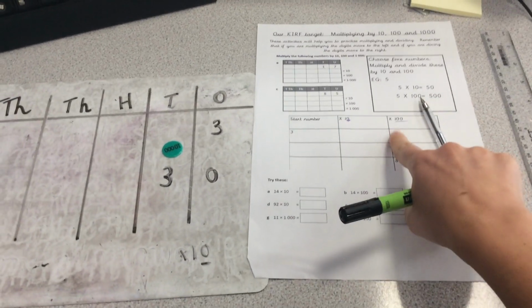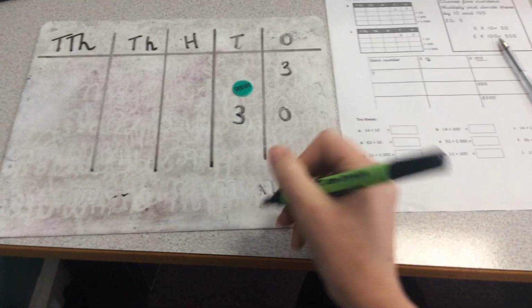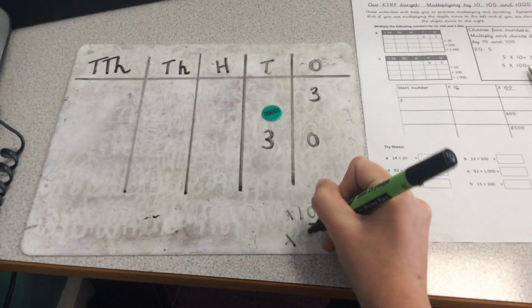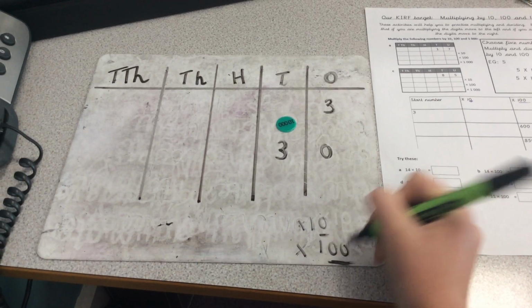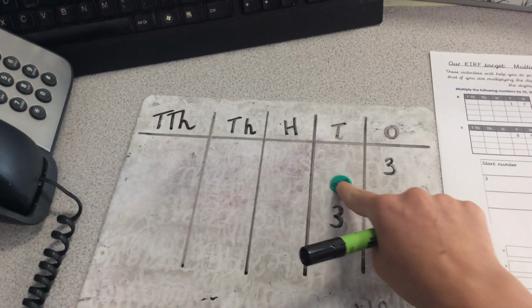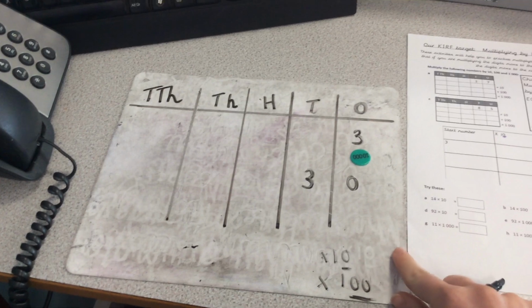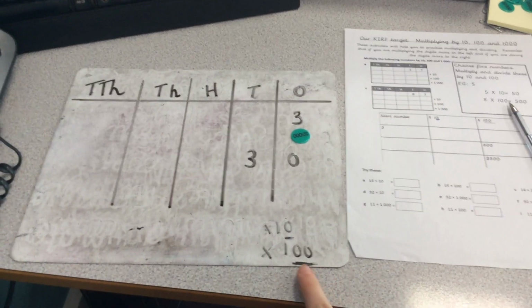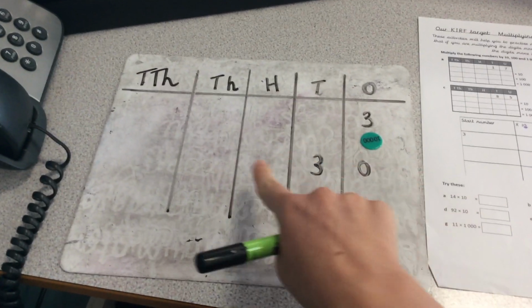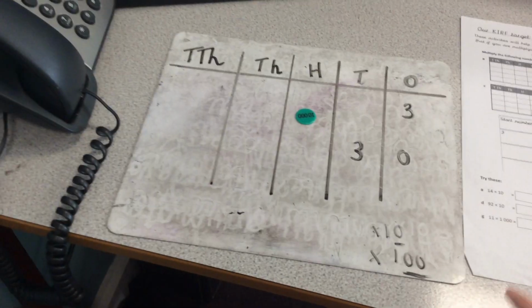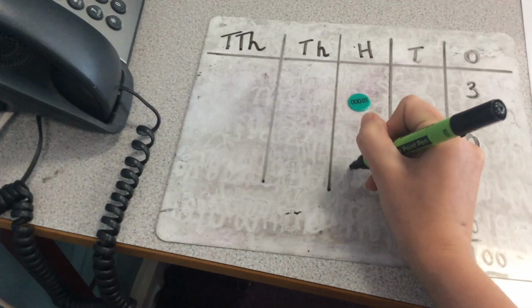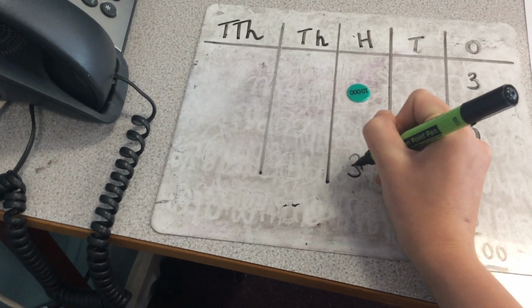Same again if I times by 100. So let's put down here, we're going to multiply by 100 this time. Now there are 2 zeros in 100. I'm going to put my place value counter back to where the 3 was to begin with. So I'm multiplying by 100, which means I'm going to move over the value twice. 1, 2. My 3 is now in the hundreds column, which means my value has got 100 times bigger.